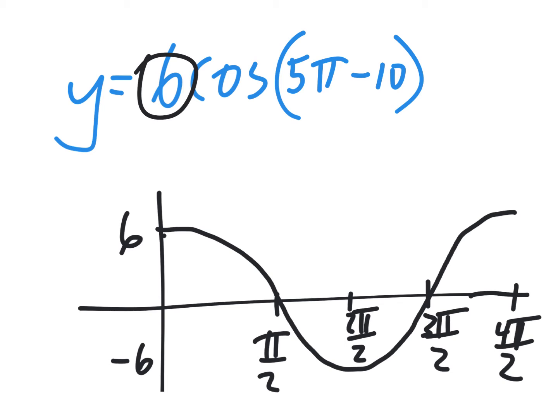Next, I'm going to factor out that 5 on the inside and make it 5 times (pi minus 10 over 5). What is 10 divided by 5? It's 2. Now that's going to be a pain to move to the right 2. The main thing I'd be interested in is, did you realize that's not 2 pi? That's just 2.